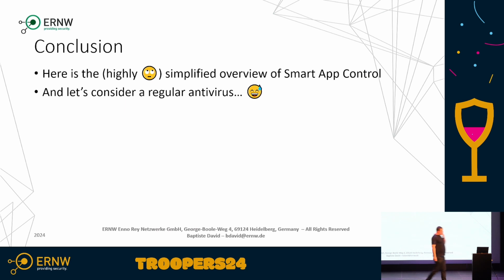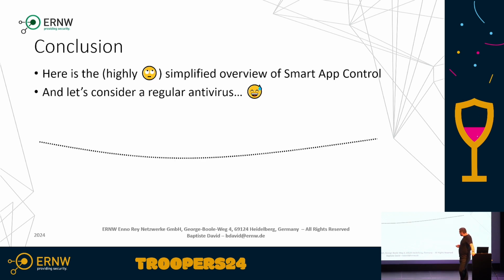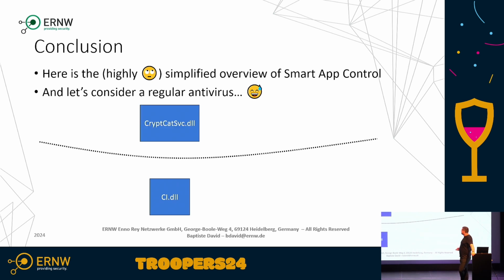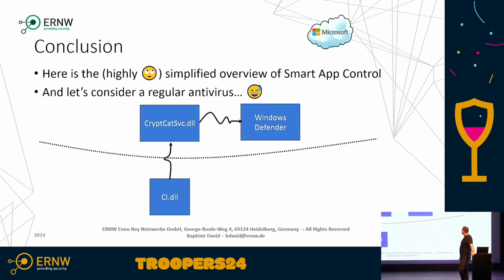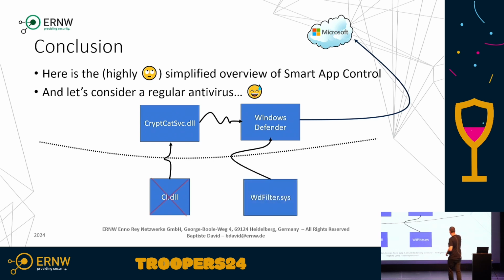What does it mean? Well, you remember that we talked at the beginning of what is SAC and what is not SAC. If I take a picture, the very simplified version of SAC, it's just ci.dll, notify CryptCat service, notify Windows Defender, notifying Microsoft. Now let's consider the case where I take a regular antivirus, for instance, Windows Defender. You see, it's making directly the notification to Windows Defender and it goes to Microsoft.